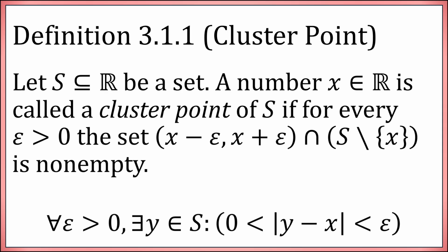And here it is formalized with symbolic operators. For every positive epsilon, there is a y in S, so that the distance from y to x is less than epsilon, but is not 0. So in other words, y is not equal to x.